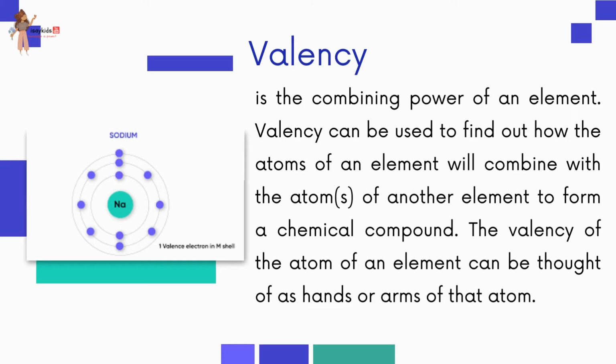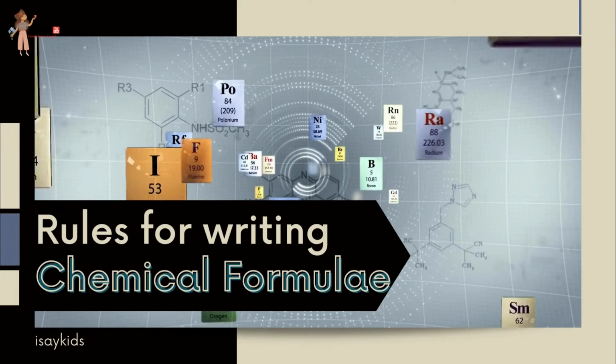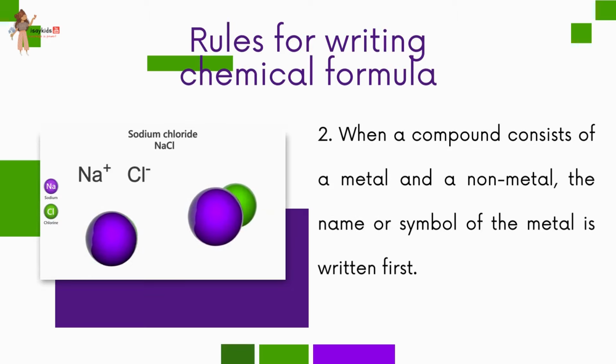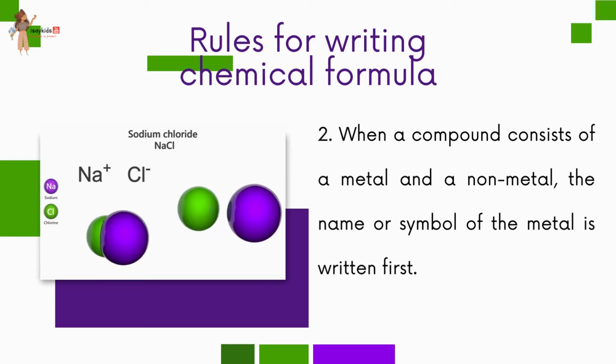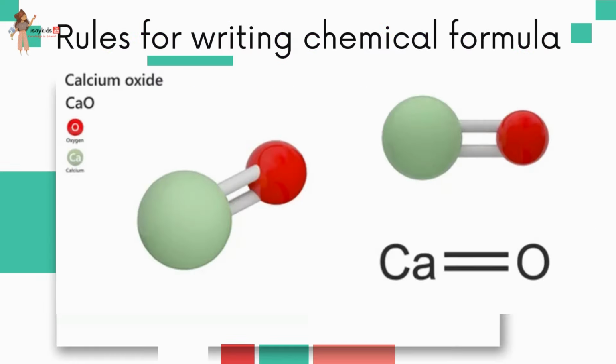Valency can be used to find out how the atoms of an element will combine with the atoms of another element to form a chemical compound. The valency of the atom of an element can be thought of as hands or arms of that atom. The rules that you have to follow while writing a chemical formula are: the valencies or charges on the ion must balance. When a compound consists of a metal and a non-metal, the name or symbol of the metal is written first.